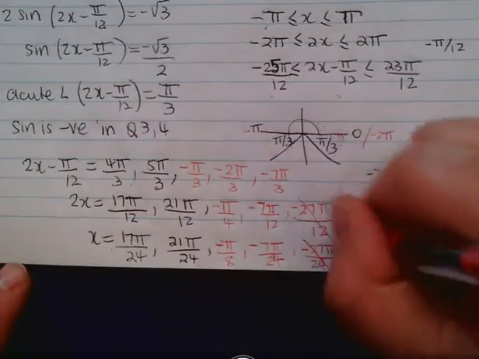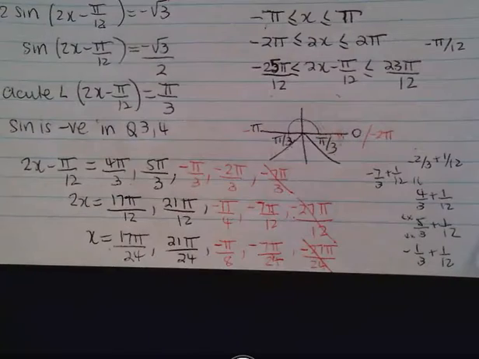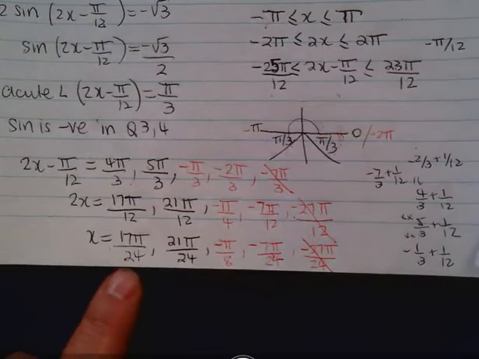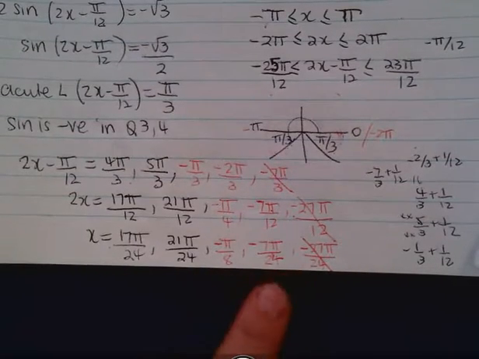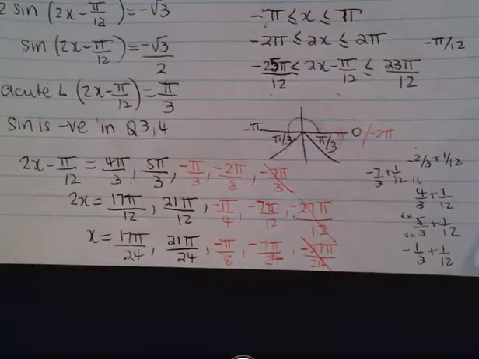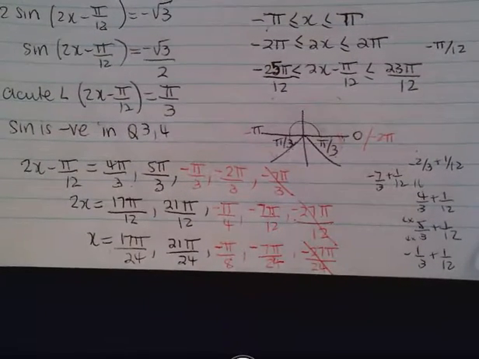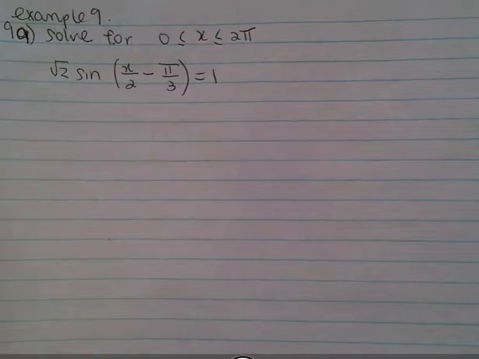So that's why you can cross them all out. That is not a solution. Okay, so your solutions are those 4. Okay, and if you want, you can write them in order. Just 2 more examples. We've got example 9.